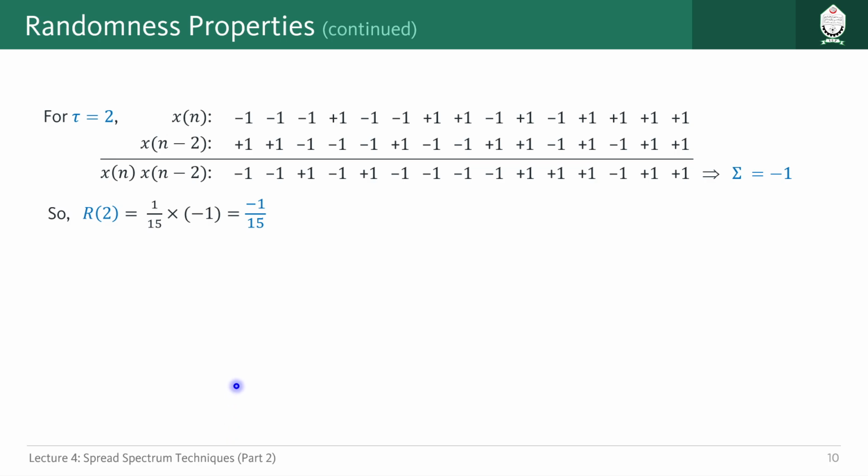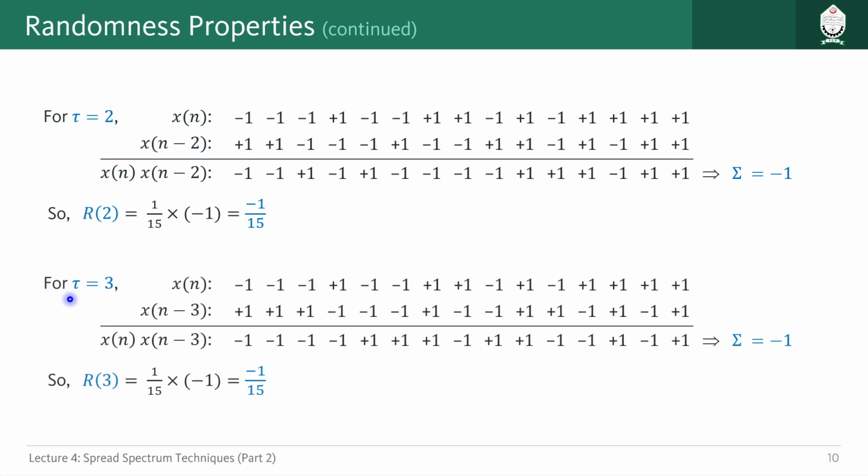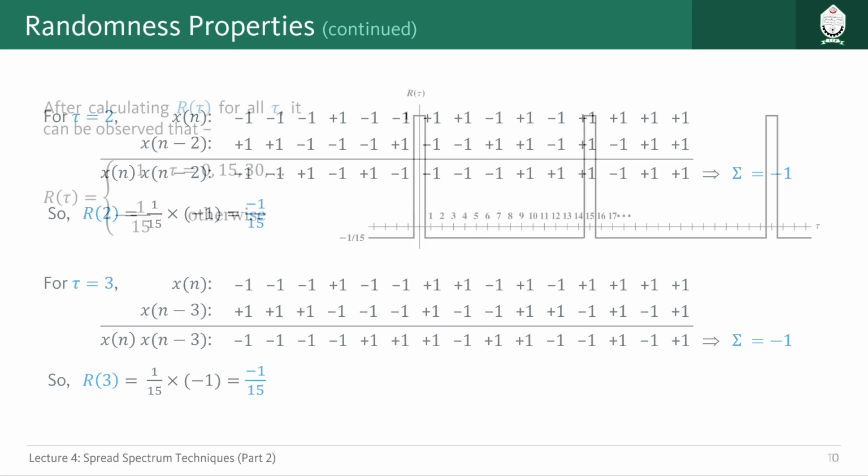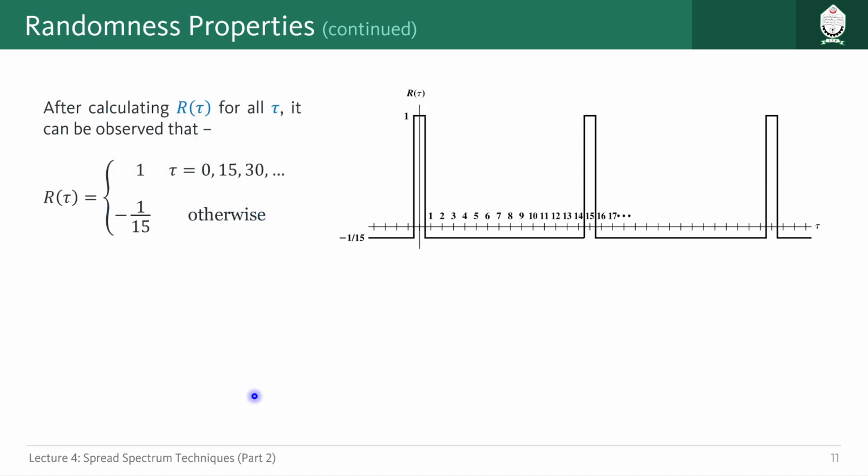In the similar way we have to calculate for tau is equal to 2. So this value is just right shifted by 2, and finally we get the value as minus 1 again, and r of 2 is equal to minus 1 divided by 15. Exactly in the similar way for tau is equal to 3 also we are going to get the value as minus 1 divided by 15. So we see some kind of pattern here, right? So that pattern can be explained after calculating all the values for all taus.